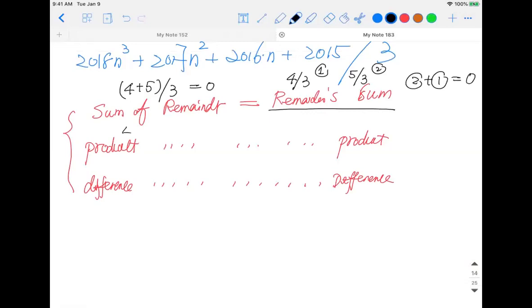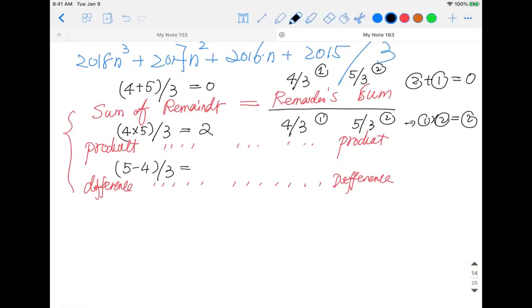Same thing. 4 times 5 divided by 3: 20, and 20 divided by 3 has remainder 2, right? It's actually the same thing. 4 divided by 3, the remainder is 1, and 5 divided by 3, the remainder is 2. So 1 times 2 equals 2, right? 5 minus 4, the remainder will be 1, right? 1 divided by 3, the remainder will be 1. Same thing: 5 divided by 3, remainder is 2; 4 divided by 3, remainder is 1; 2 minus 1.